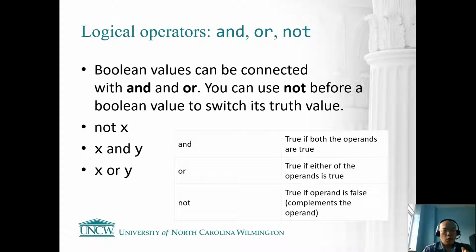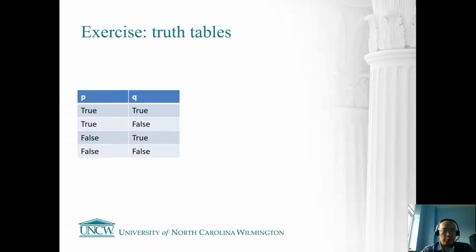Okay? And for the or, x or y will give you a true if either of the operands, either x or y, is a true. So true or true gives you a true. True or false, false or true also give you true. Only false or false will give you false. Well, it's really hard to talk about that. Let me just show you the truth table.